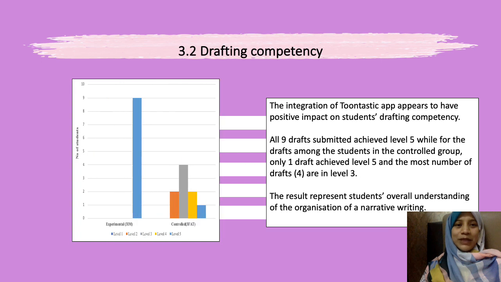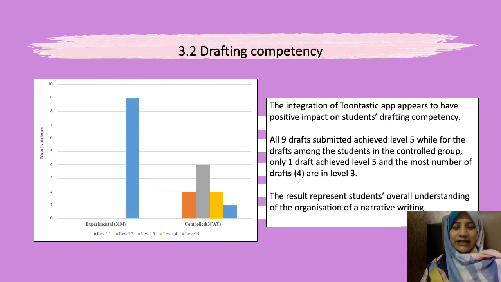And next is drafting competency. Students' understanding is further strengthened when they use the application because it coincides with their previous drafting lesson, and even the selection of characters as well as the visually appealing setting of place provided in the application helped them improve the competency in their draft. You can see that in the experimental group, all 9 drafts submitted achieved band level 5 according to the scale, and for the control group, only 1 draft achieved level 5 and the rest were below level 5. So we can see that even at the drafting level, the students demonstrated their competency.